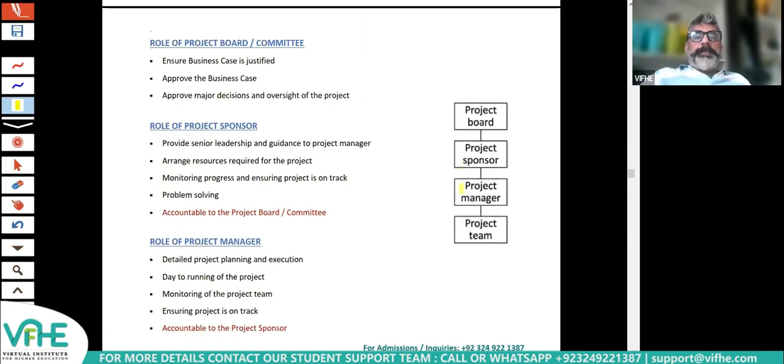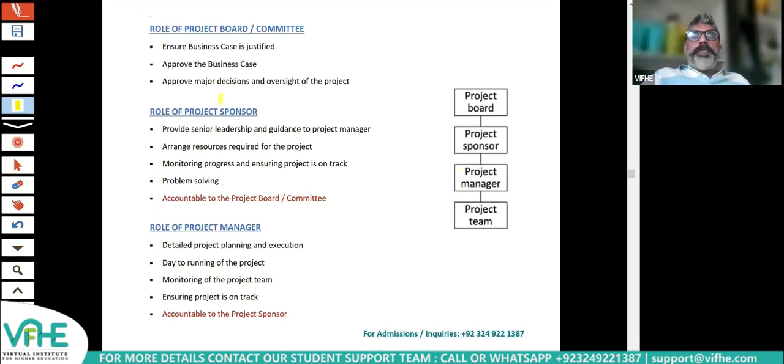Now, this is again from the article: the role of the project board or committee. What is the role of the project sponsor? What is the role of the project manager? So if you look at this diagram, this is from your article. This is the normal hierarchy of any project.